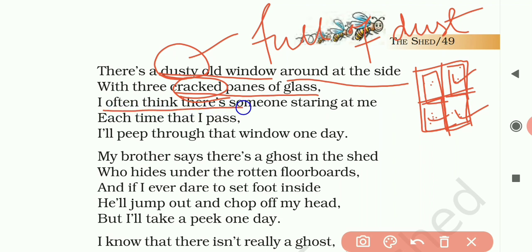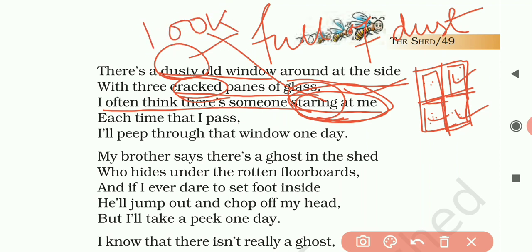Now how he feels is being written here. I often think, मैं कभी कभी सोचता हूँ, there is someone staring at me. He thinks that there is someone inside the house who is taking a look at me, or who is staring at me, जो कि मेरे तरफ झांक रहा है, देख रहा है. Stare means देखना. Stare means look. Okay, what's the meaning of stare? Means look. Means there is someone who is staring at me. कोई तो है जो कि मेरी तरफ देख रहा है. He believes. He may be wrong, he may be right. God knows. But this seems to be his curiosity.